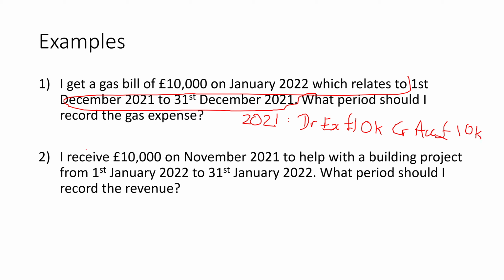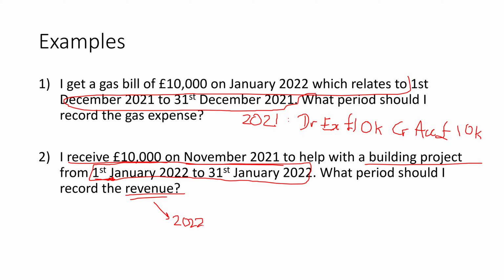Okay, so the next one is when I received £10,000 in November 21 to help with a building project from 1st of Jan 22 to 31st of December 22. So imagine I'm self-employed and running my own business, and somebody's giving me cash to do work in the future. What period do I record the revenue this time? Well, I do record the revenue in 2022. So revenue should be recorded in 2022.